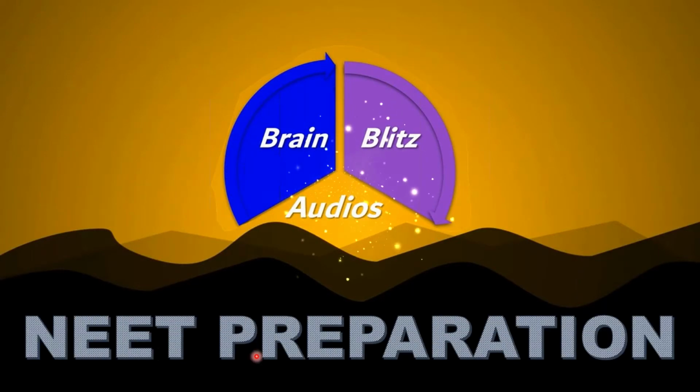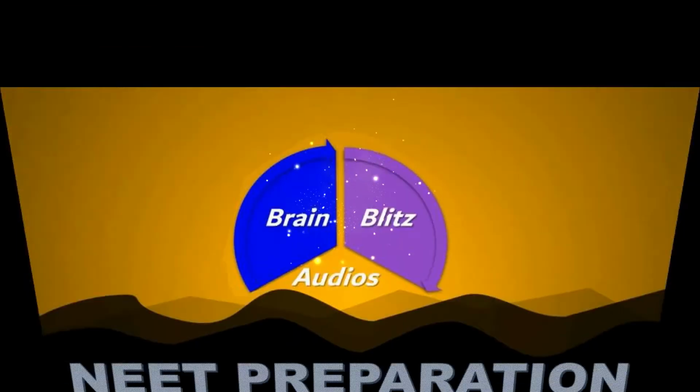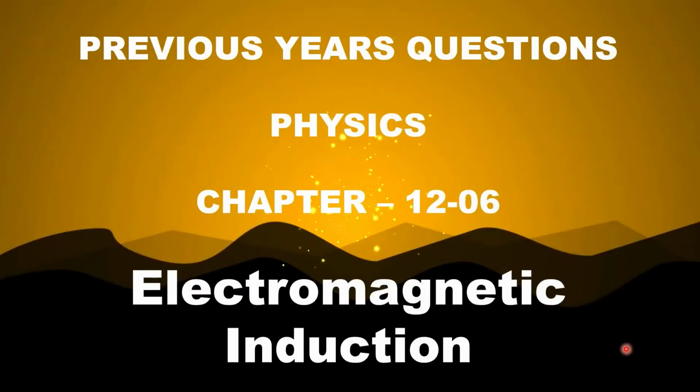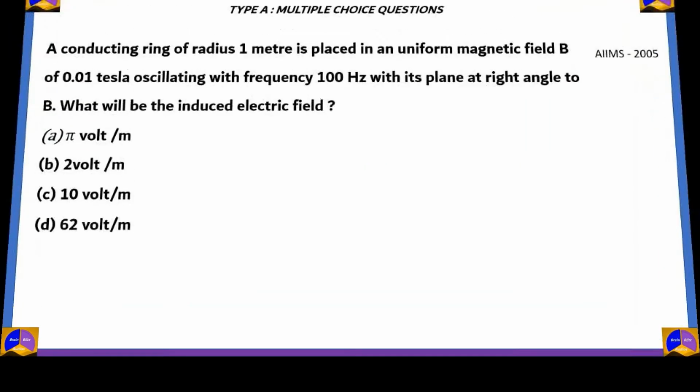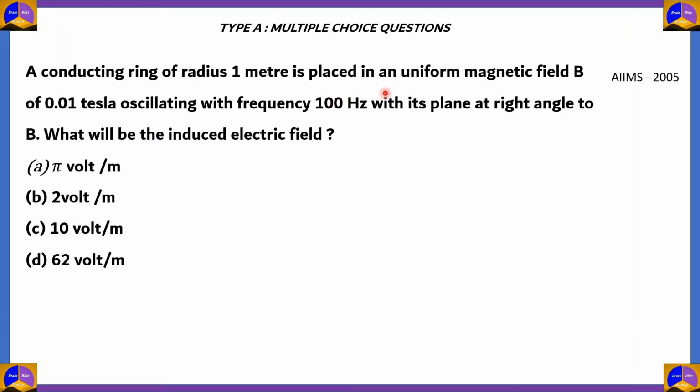Today in this episode of NEET preparation, we'll be continuing our surge into previous year questions of physics and medical entrance examinations in India. Today, we're going to deal with the chapter Electromagnetic Induction. This is the 6th chapter in the grade 12 syllabus for physics in CBSE. Now, let's look at our first question.